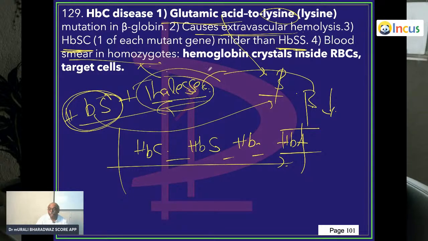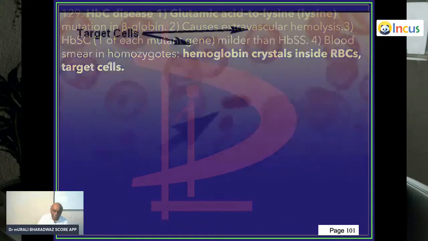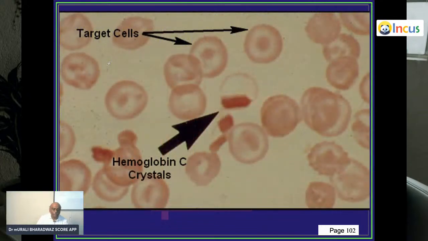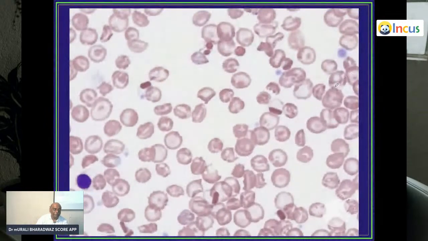Yeah, so hemoglobin crystals will form inside the RBC. Target cells, one of the causes is HbC. Quickly, let us see them. Target, it has come. Show the crystals inside also, that is shown. Therefore what should we call this? HbC. And what is this? Crystal. Can you see the crystal? This is the crystal. And also you are able to see target cells.